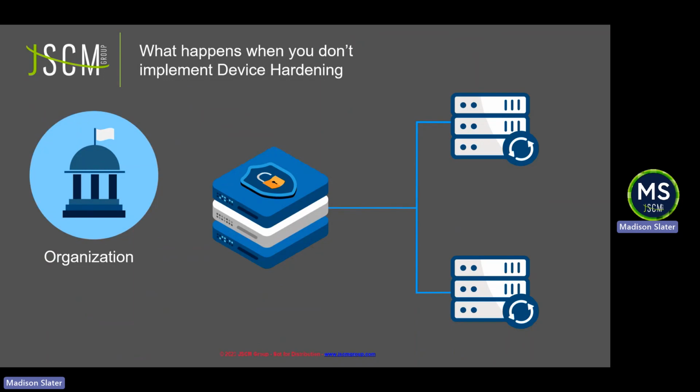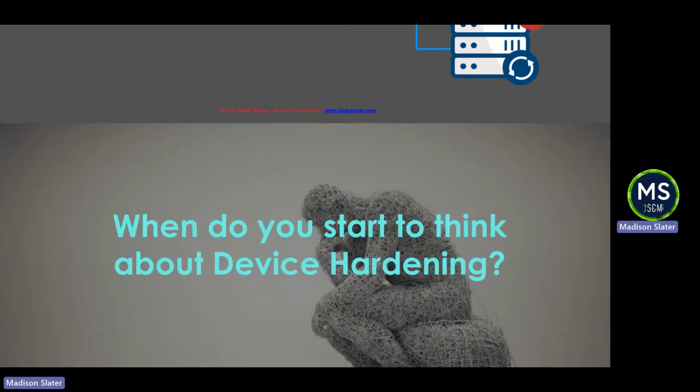Now, what happens if we don't implement device hardening? Again, we could have all of these other pieces that are tied in, but that one component, that one area, if we are leaving that piece weak, then we could, again, as the examples that I gave, give the opportunity for those attacks to happen.